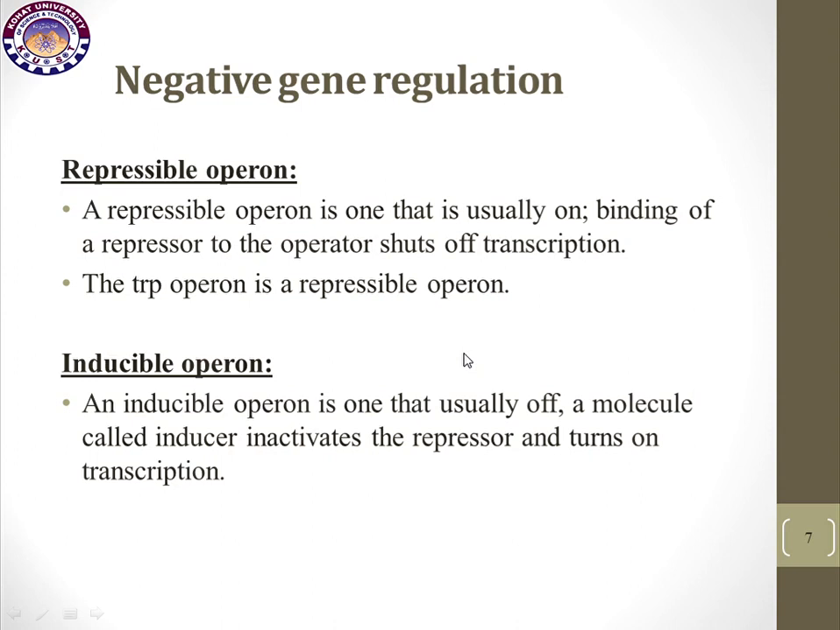A repressible operon is one that is usually on; binding of a repressor to the operator shuts off transcription. An inducible operon is one that is usually off; a molecule called an inducer inactivates the repressor protein and turns on transcription.